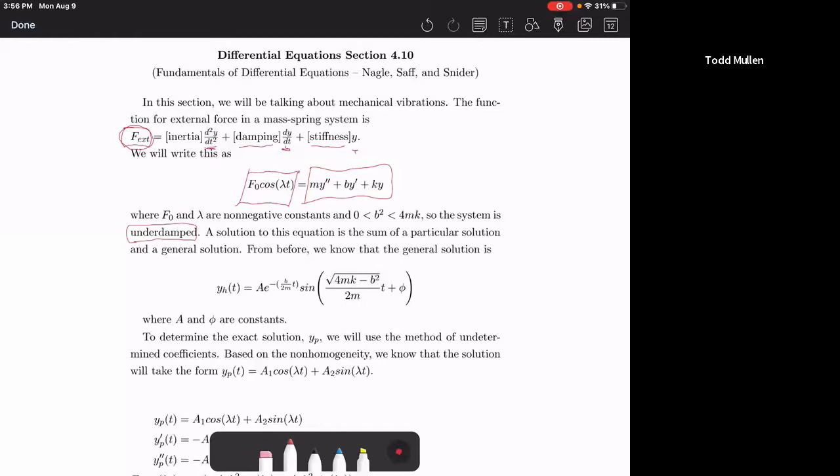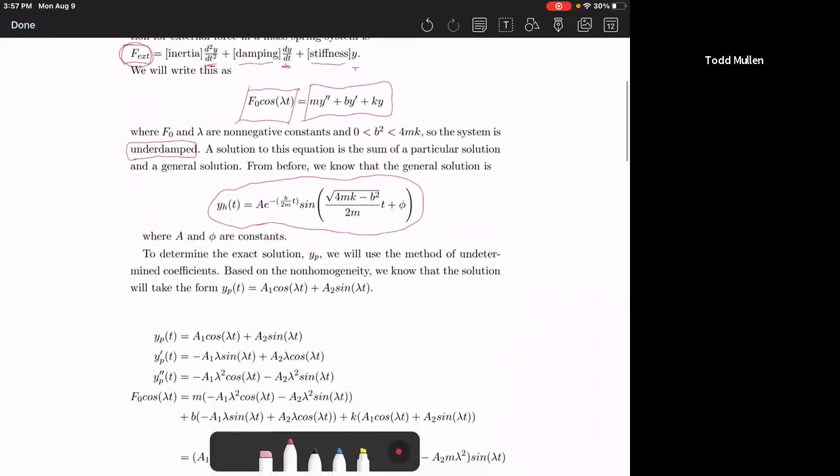The solution to this equation is the sum of a particular solution and a general solution. So from before, we know what the general solution is, the homogeneous solution. This is from the last video, where A and phi are constants. To determine the exact solution, y sub p, we will use the method of undetermined coefficients.